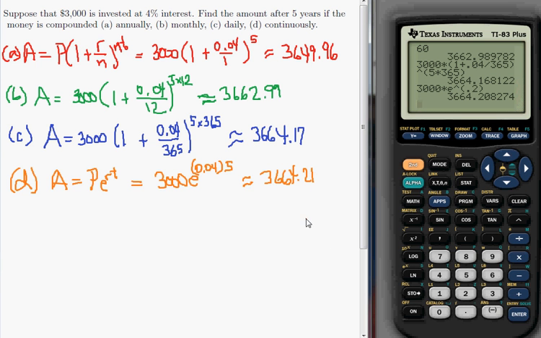And so the frequency of compounding does affect the final result that you get. The more frequent the compounding, the slightly higher the amount will be at the end.